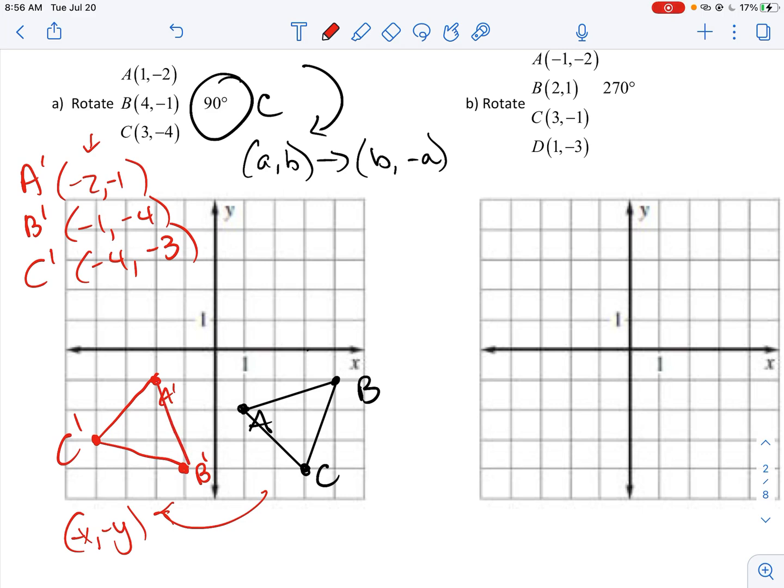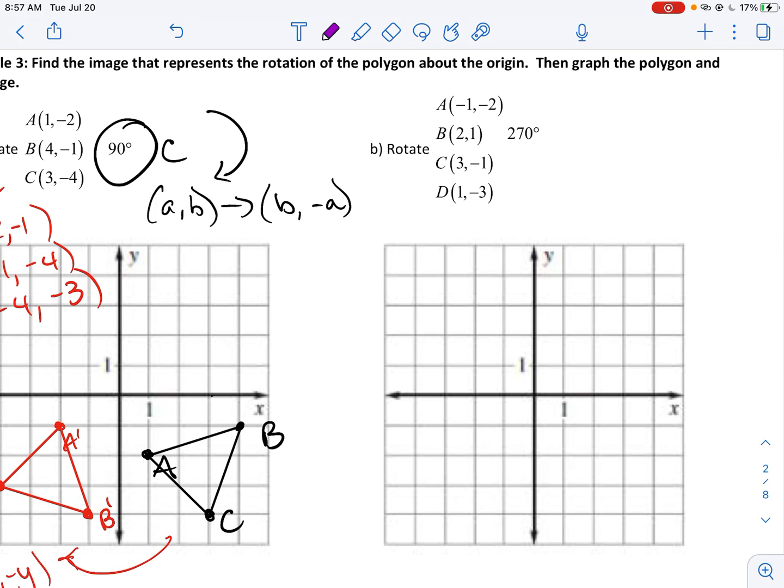Each 90 degrees that you go, the X and Y values are going to switch places. Okay, so let's do this next one. So I have negative 1, negative 2. And that's A. I have 2, 1. That's B. I have 3, -1. That's C. And I have 1, -3. And that's D.